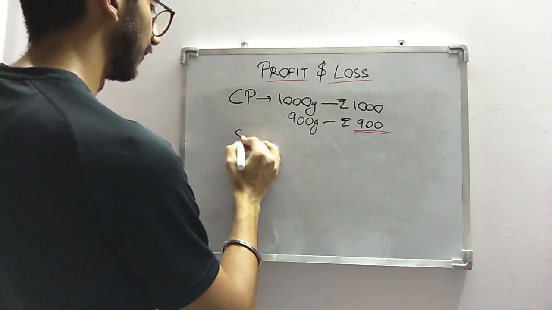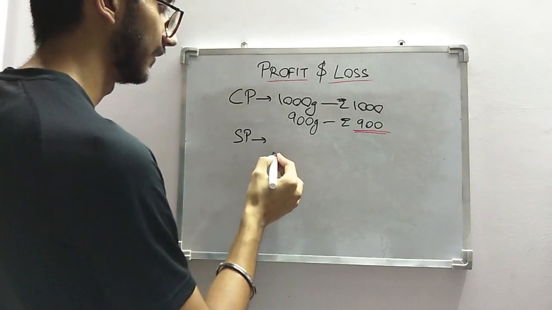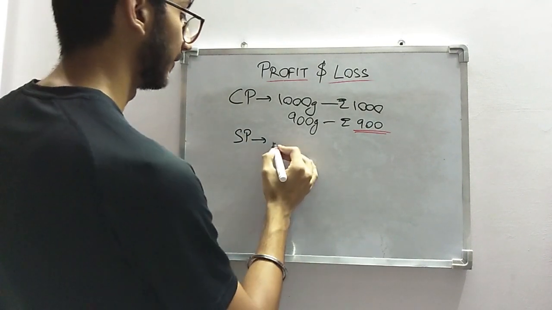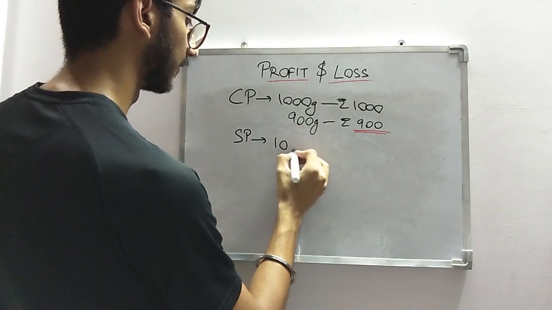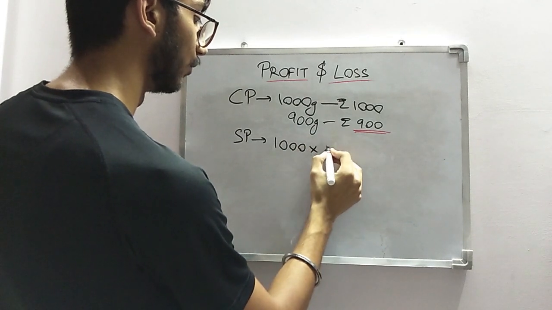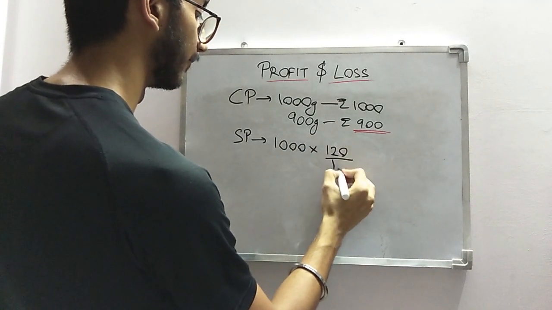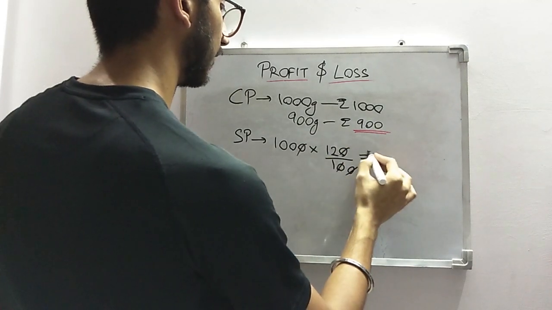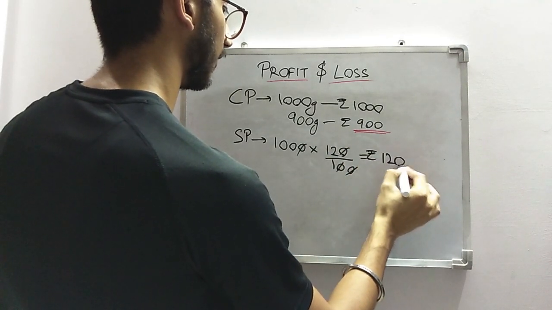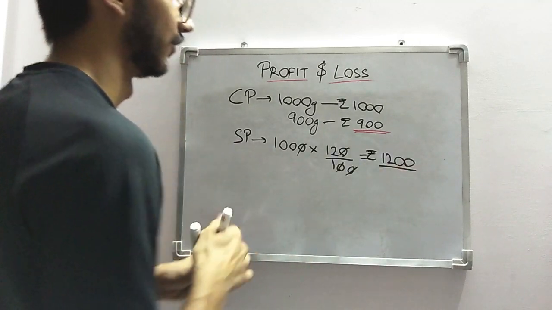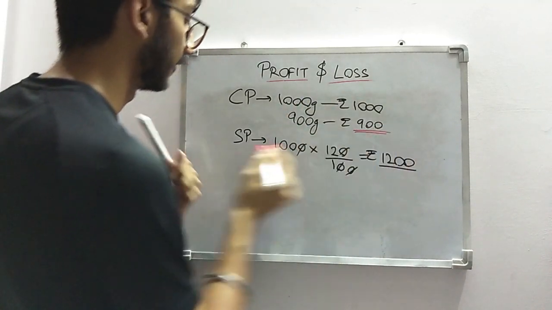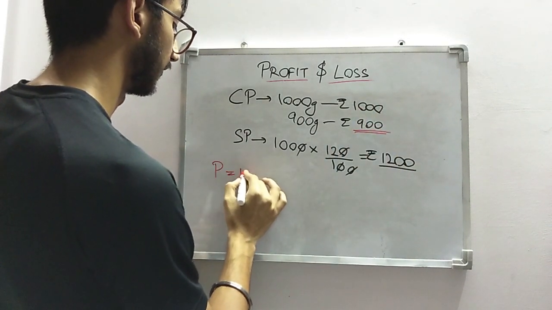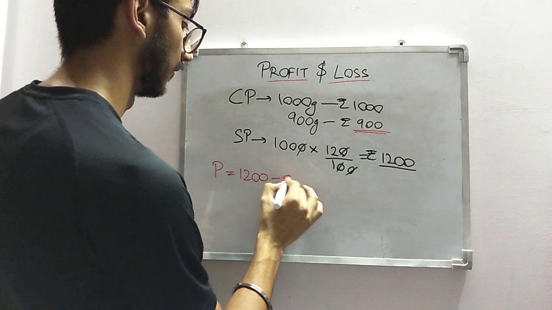Now his selling price is, he's selling at a profit of 20%. So that means his selling price would be 1000 into 120 upon 100. I've given you the formula so you can refer to it again. That is 1200 rupees. So now you can see that the difference is 300. So that means his profit is 300.